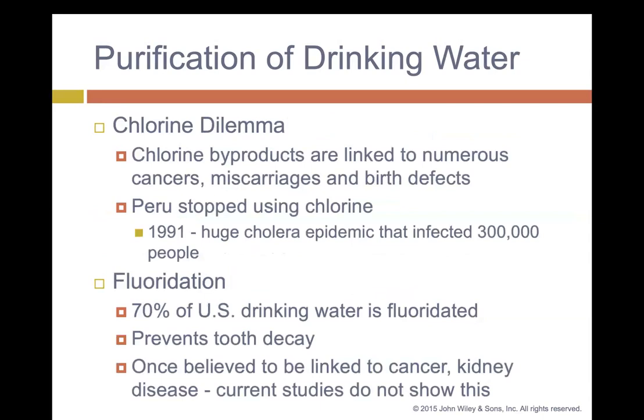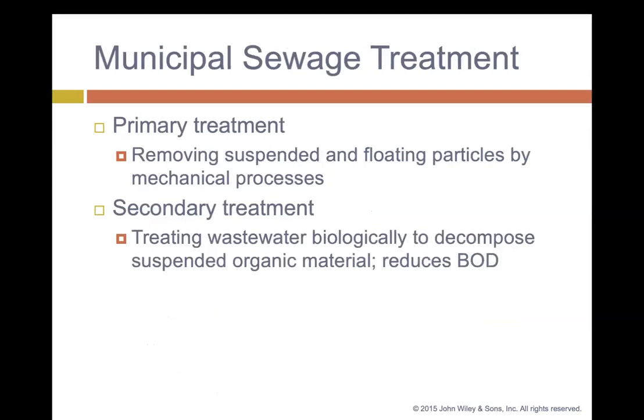The chlorine dilemma, you've probably heard of this. Chlorine byproducts are actually linked to numerous cancers, miscarriages, and birth defects. Peru actually stopped using chlorine altogether because there was a huge cholera epidemic that infected 300,000 people. Fluoridation: 70% of US drinking water has fluorine in it, which is used to prevent tooth decay, but it is believed to potentially be linked to cancer and kidney disease. Although current studies do not show this, I'll let you form your own opinion about that.